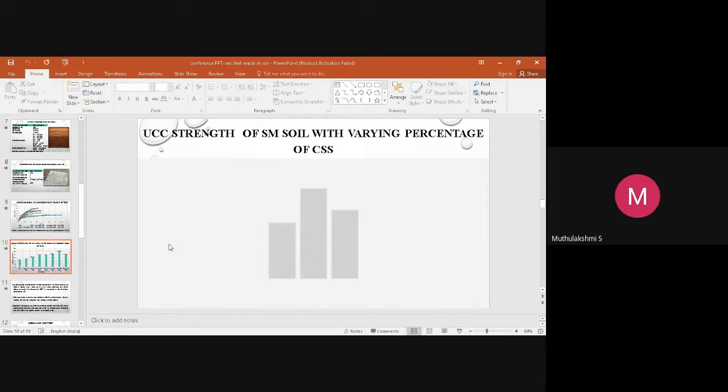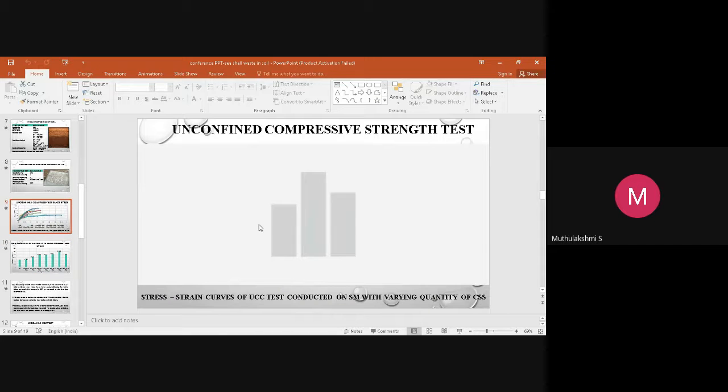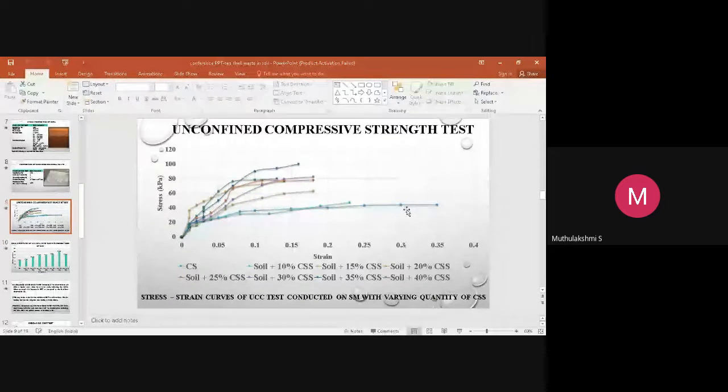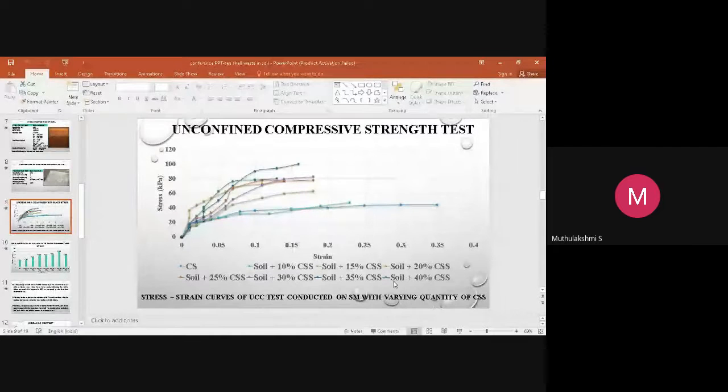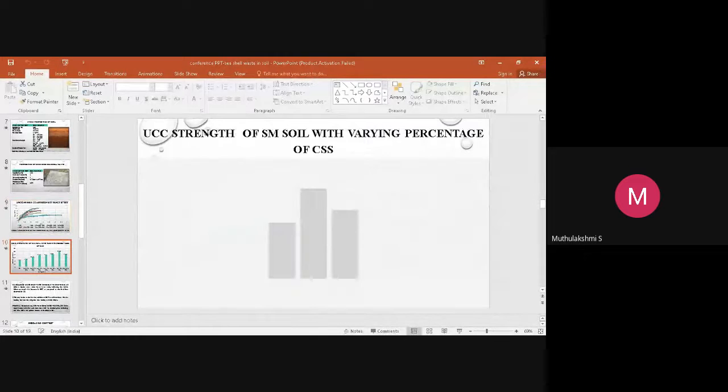These are the stress strain curves. A UCC test was conducted on soil with varying percentages of crushed seashell waste. The percentages added were 10, 15, 20, 25, 30, 35, and 40%. And these are the stress strain curves obtained from the UCC test.